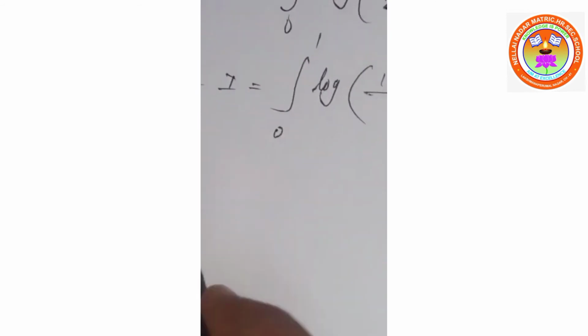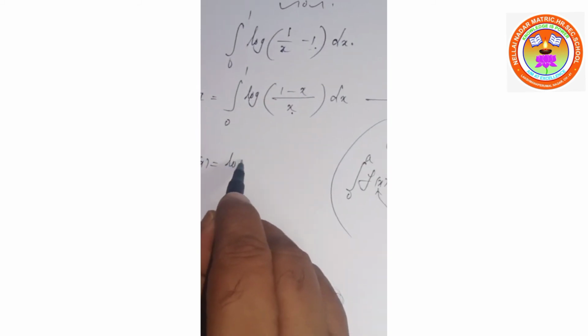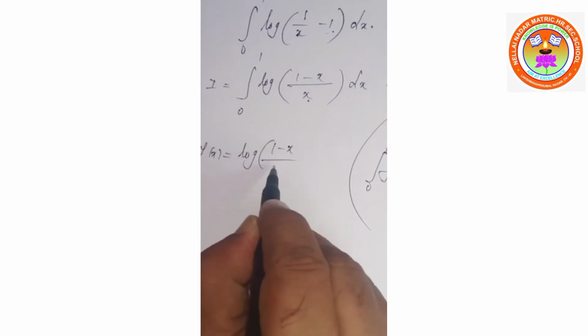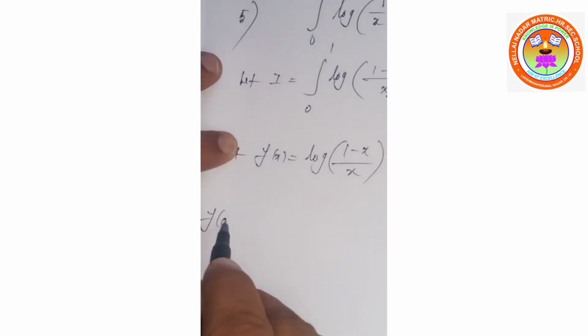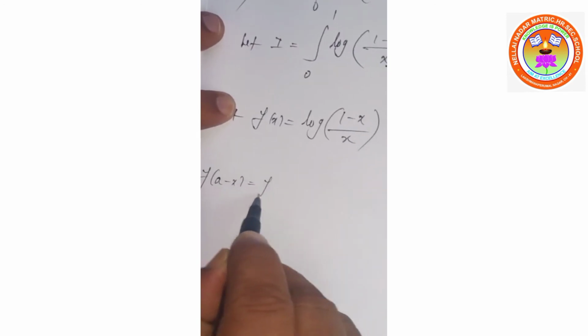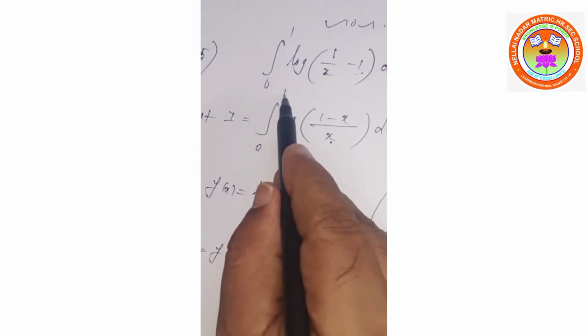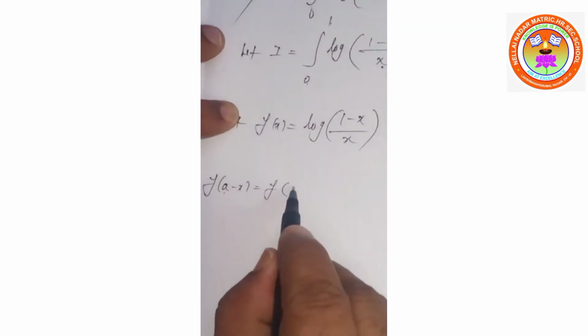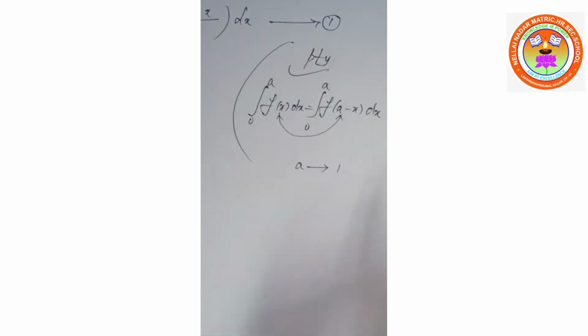Let f of x equals log of (1 minus x) by x. I am going to find f of a minus x. Here the limits are 0 to a, that is 1. For your reference, I note down here that a equals 1.